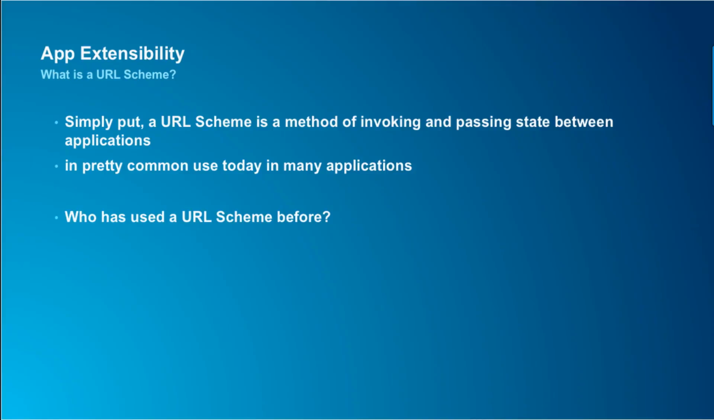So the key technology we use for app integration is what we call a URL scheme. Simply put, a URL scheme is just a method of passing state between different applications. And this is in pretty common use on the iOS and Android platforms today.